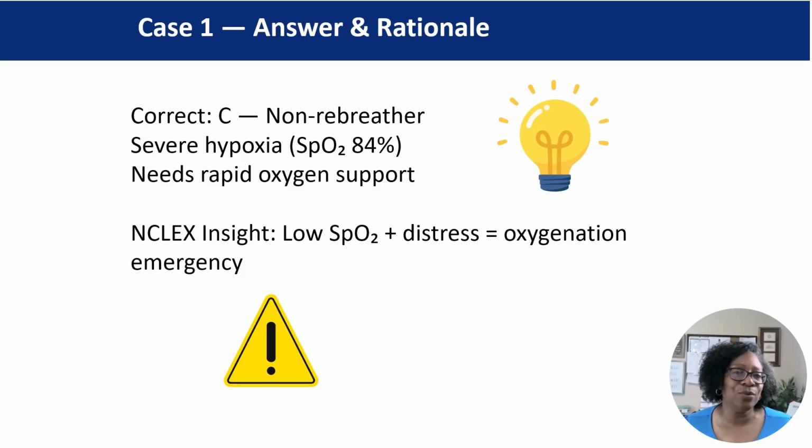B, applying 2 liters of oxygen per nasal cannula, is not enough oxygen. This person is at 84%, so they need more. And D, giving them a sedative, you're not going to want to do that, because what does a sedative do? It suppresses the respiration, so we definitely don't want that. One thing you want to realize on the NCLEX: if your patient has a low oxygen saturation and they're in distress, remember this patient was restless and anxious, that is an oxygenation emergency. All right, let's move on to the next one.